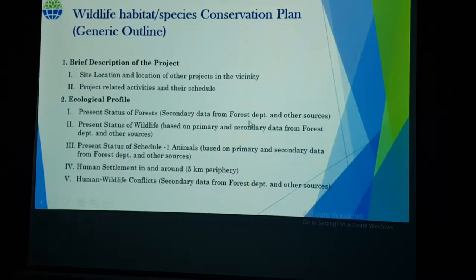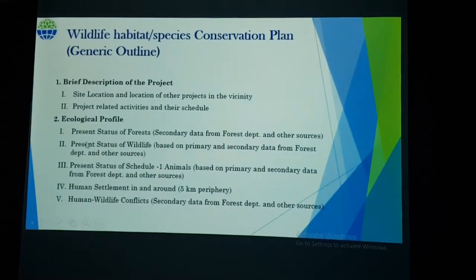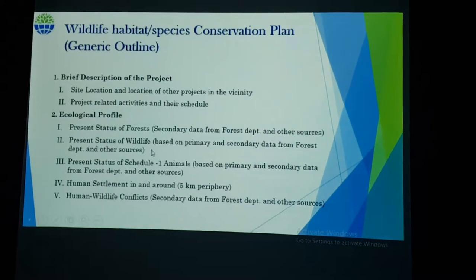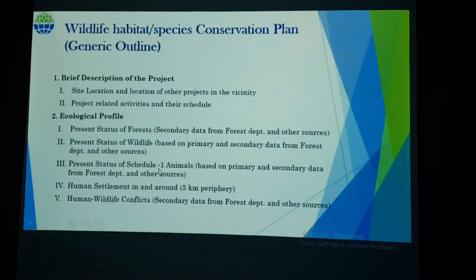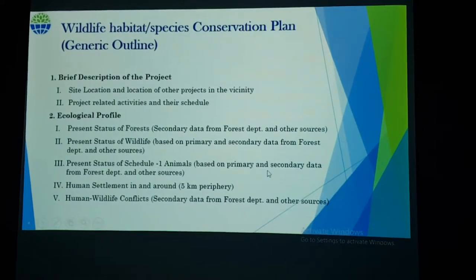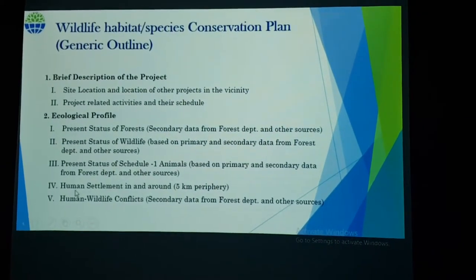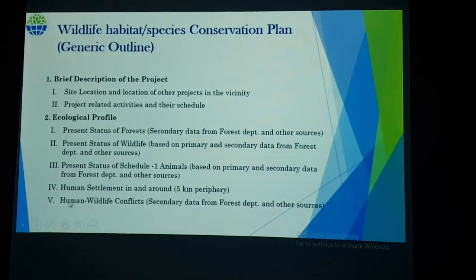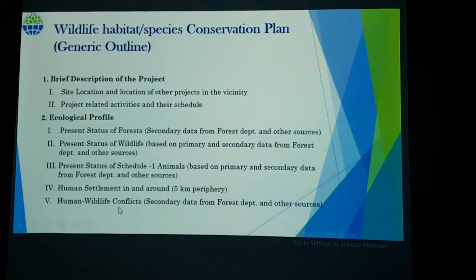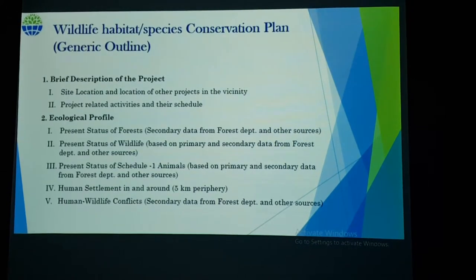Second, data from the forest department you can procure, and the status of wildlife based on the primary and secondary data, and the status of schedule 1 animals based on primary or secondary data, whatever is available, human settlement in and around the area of 5 km periphery, and human wildlife conflict, if any, encountered during your survey.